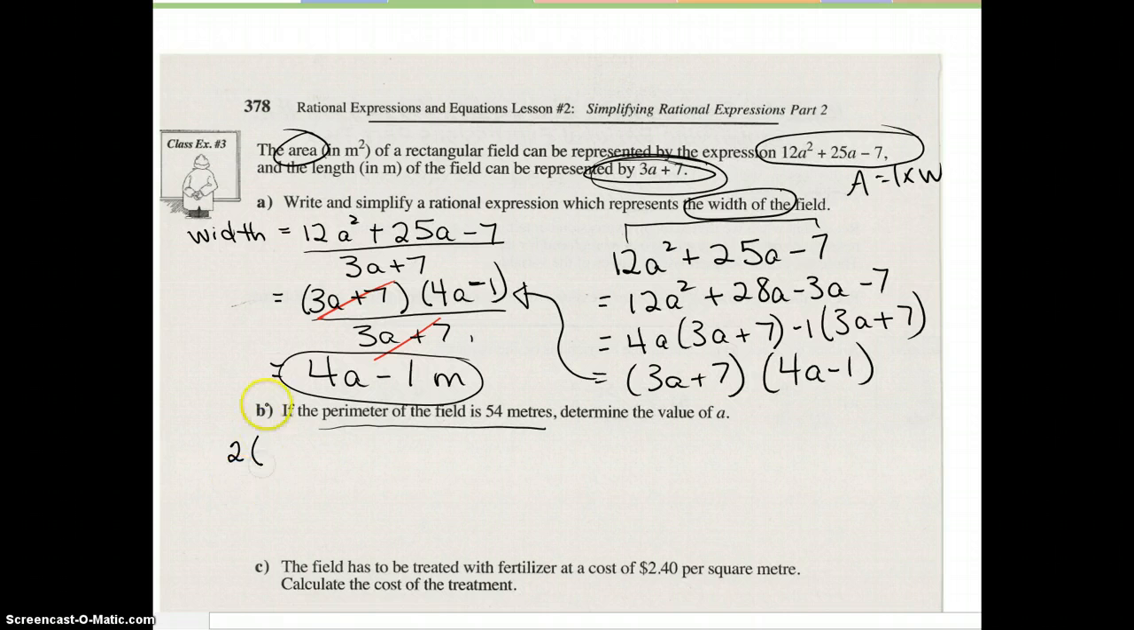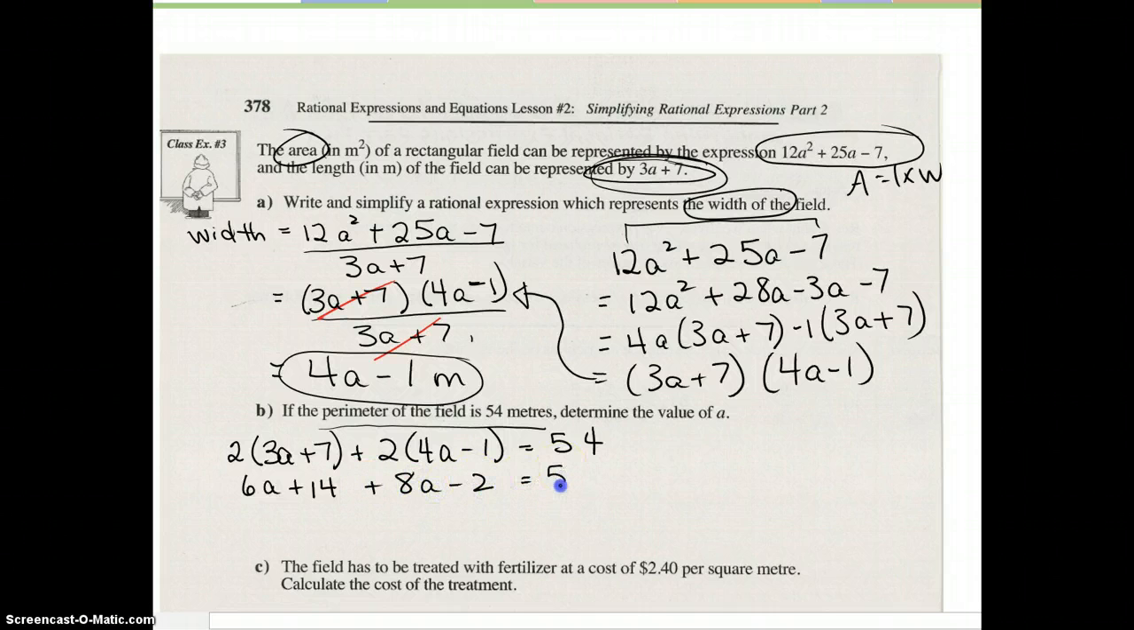I'm going to put a 2 out in front of the length, which is 3a plus 7. That comes from the question. I also need 2 widths for a minus 1, and that all should equal 54. I will use FOIL and go through the bracket to expand my brackets, and then I'm going to collect my like terms, and that gives me a 14a, and I'm going to put the actual numbers over on the other side so I can actually solve for a. If I divide both sides by 14, I will get a number of 3. That is a, which is what they asked me for.